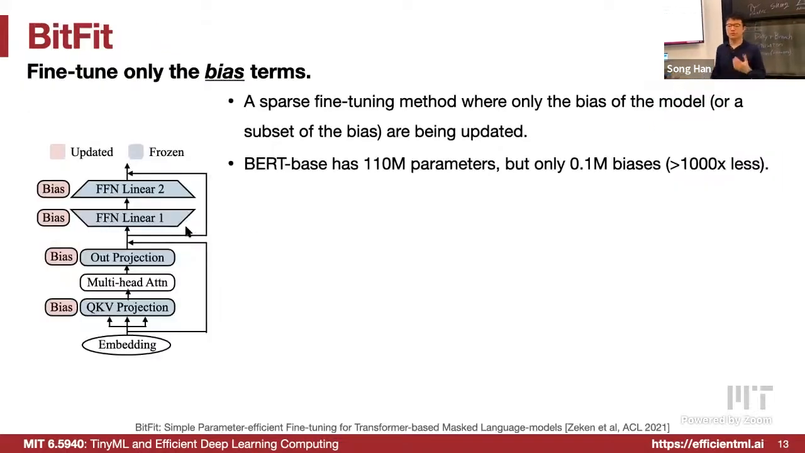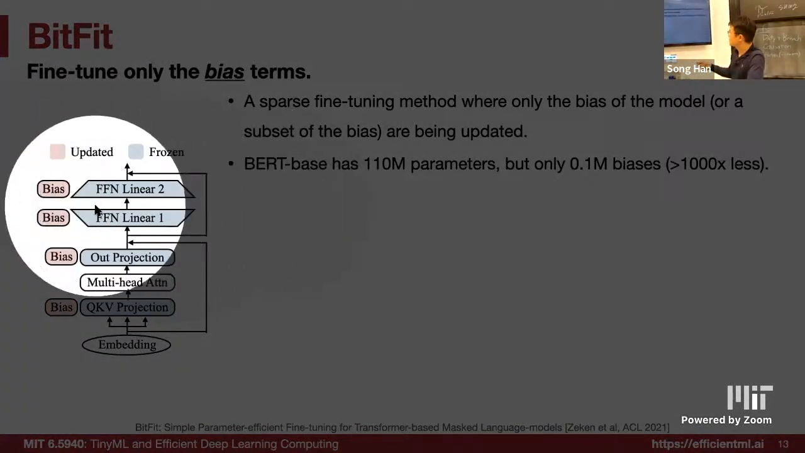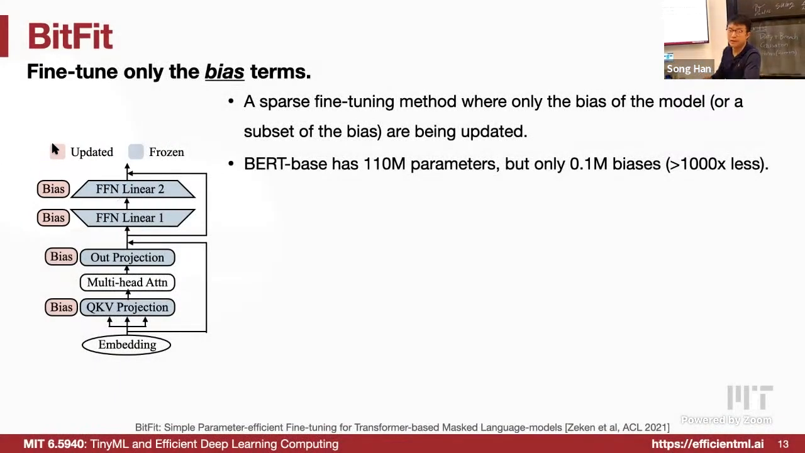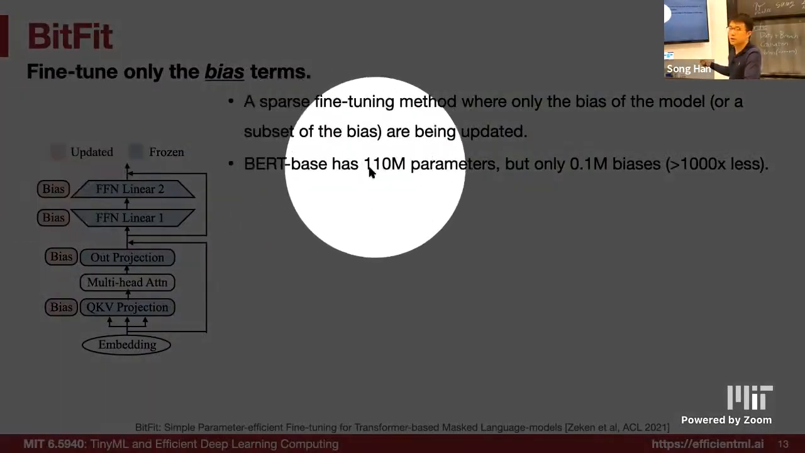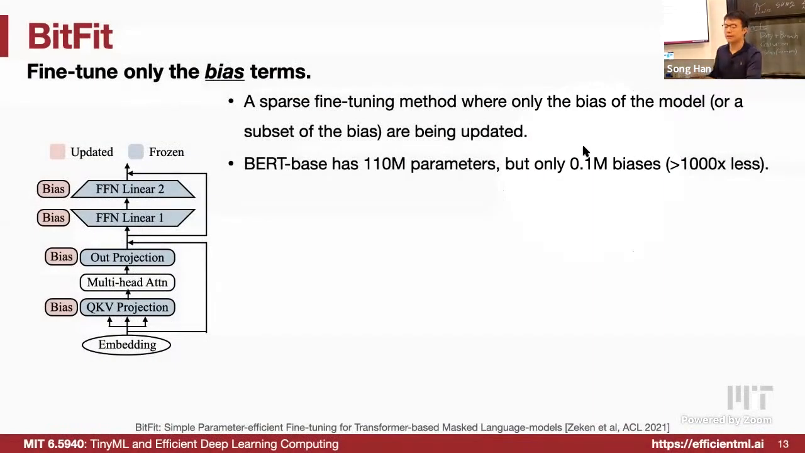So let's first introduce BitFit, which fine-tunes only the bias terms. Fine-tuning requires storing intermediate activations. Fine-tuning the weights requires storing the activations, but fine-tuning the bias doesn't require storing any activations. So a very intuitive way is to just fine-tune those bias terms, which doesn't require saving intermediate activations. BERT-base has 110 million parameters. However, only 0.1 million are biases. That's 1,000 times fewer.